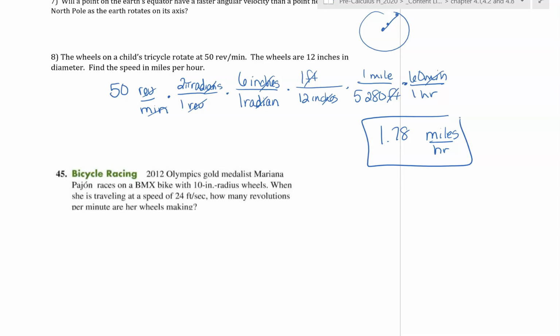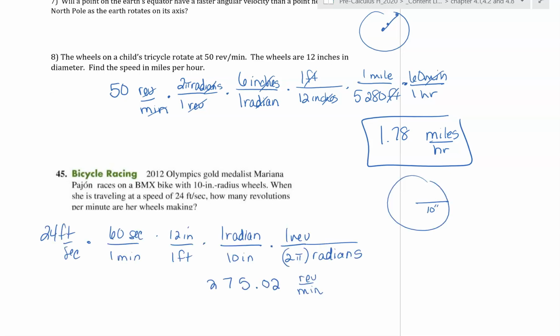Go ahead and pause the video and give it a try. Alright, so she's traveling at a speed of 24 feet per second, and our goal this time was revolutions per minute. That was our goal. The radius of the wheel was 10 inches, so now we know that 1 radian is 10 inches, and I'm guessing that if people have trouble, this is the step they have trouble with, because again, what is a radian? It's a radius, and the radius of this circle is 10 inches.